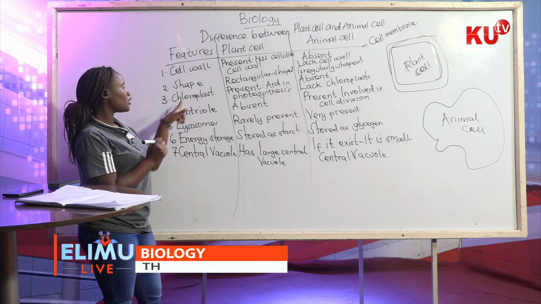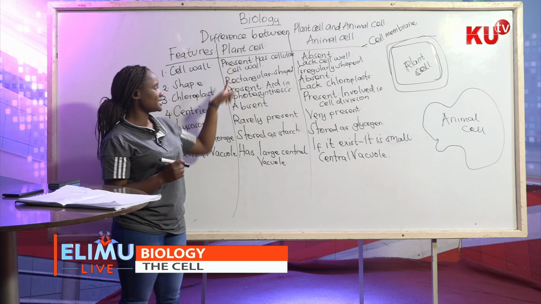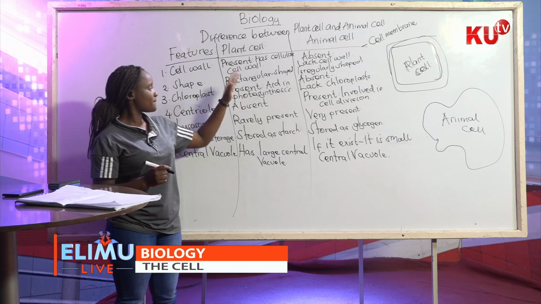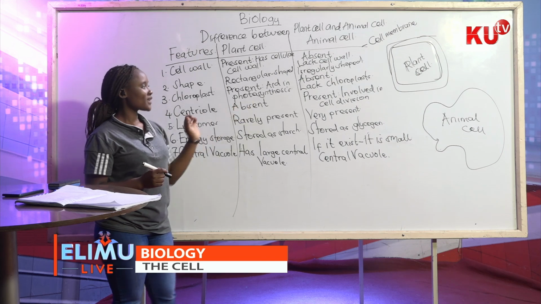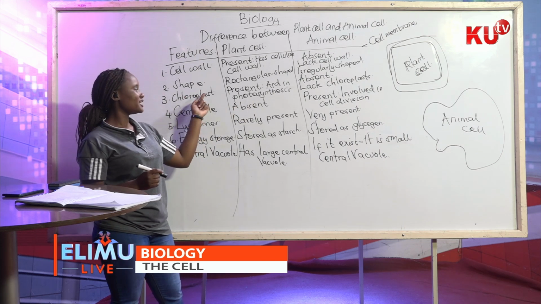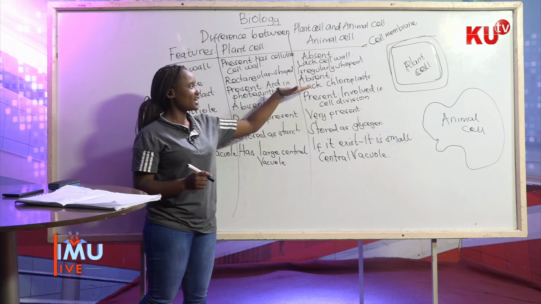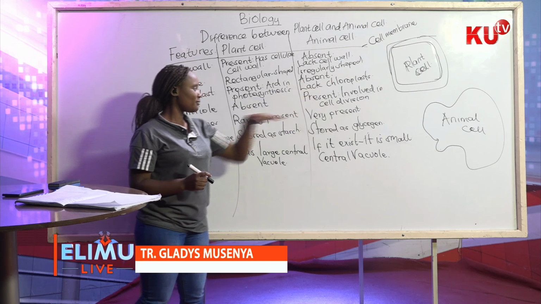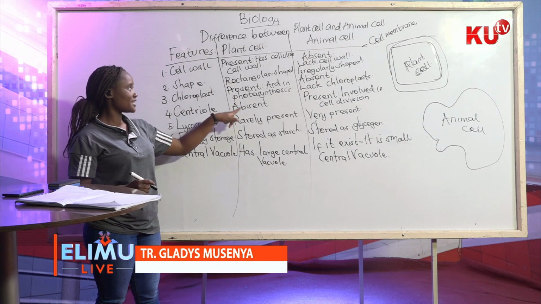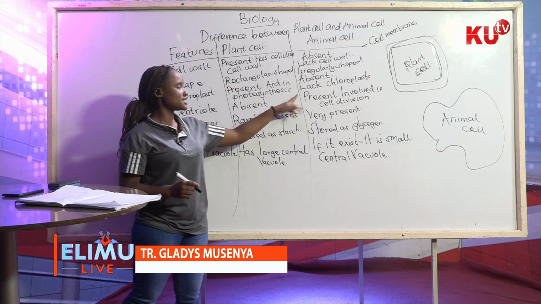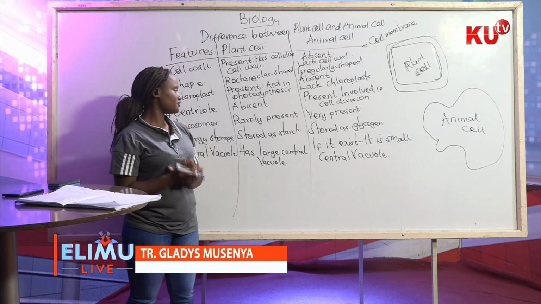Feature number 3 is the chloroplast. It is present in the plant cell, where it aids in photosynthesis. Because we do not need chloroplast in the animal cell, it is absent. Then we have the centriole. It is absent in the plant cell, but present in the animal cell, where it is involved in cell division.